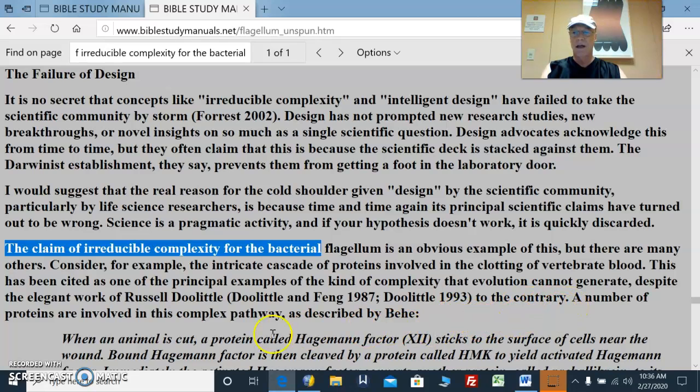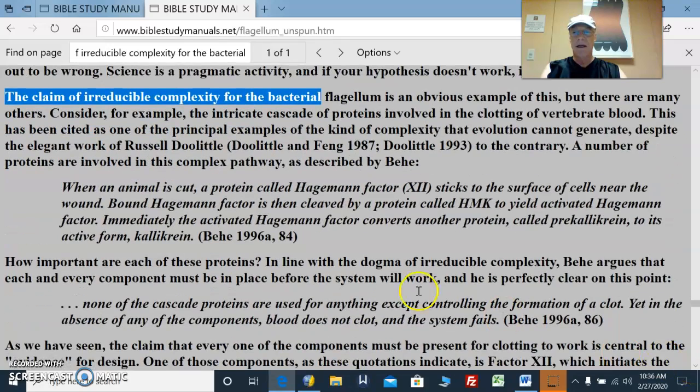To the contrary, a number of proteins are involved in this complex pathway as described by Behe. When an animal is cut, a protein called Hageman factor sticks to the surface of cells near the wound. Bound Hageman factor is then cleaved by a protein called HMK to yield activated Hageman factor. Immediately, the activated Hageman factor converts another protein called prekallikrein to its active form, kallikrein. How important are each of these proteins? In line with the dogma of irreducible complexity, Behe argues that each and every component must be in place before the system will work, and he's perfectly clear on this point.